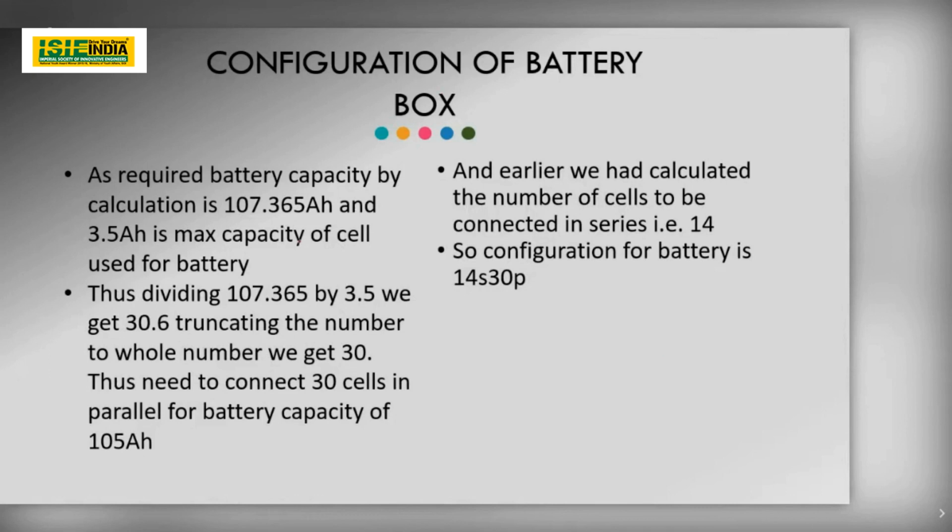So now we have our parallel connection also. Thus our configuration of the battery box is complete. From the voltage calculation we have the series connection, which is 14S, and from the capacity calculation we have the parallel connection, which is 30P. Thus our battery has a configuration of 14S 30P.